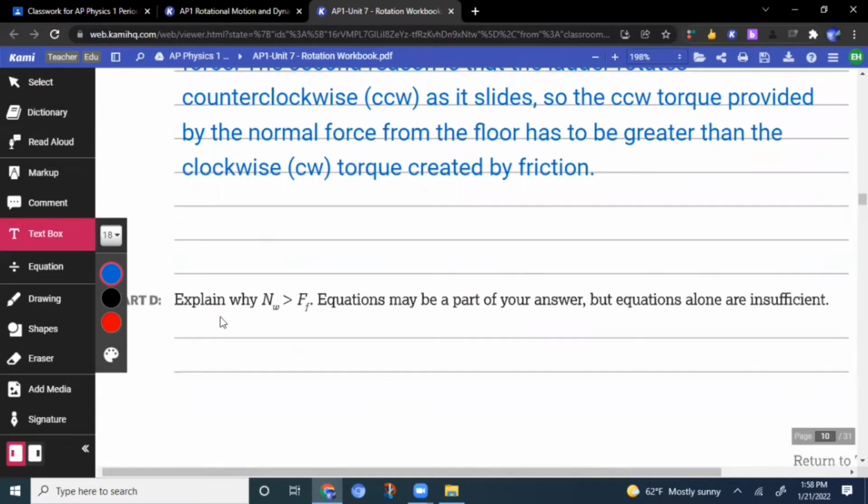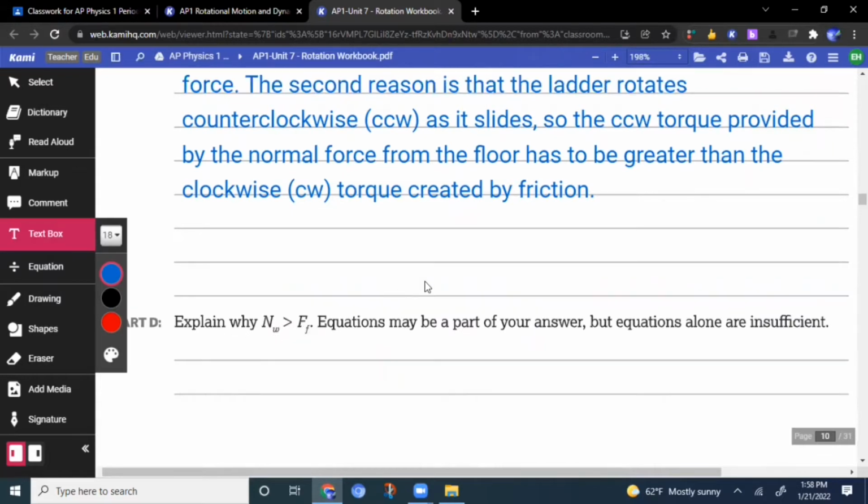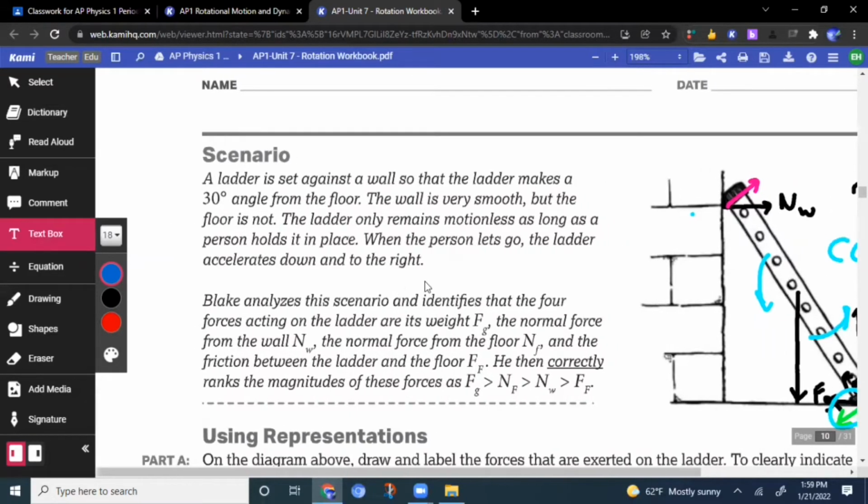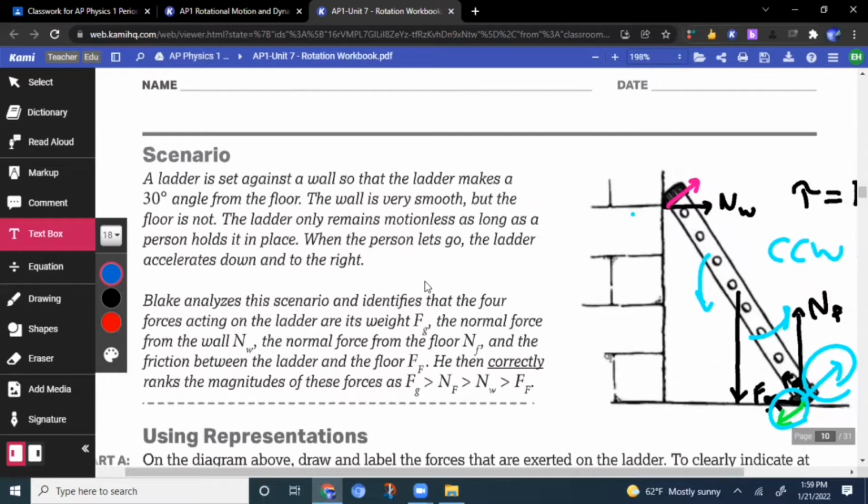Part D, explain why the normal force of the wall is greater than the friction force. Okay, go back to your picture. Why was this force, the normal force from the wall, greater than that leftward force of friction? What did it say here? The ladder accelerates how? Down and to the right. If the ladder is accelerating to the right, which force should be greater? The one that's pointing to the right. Isn't that the way net force works? An object accelerates in the direction of the net force.